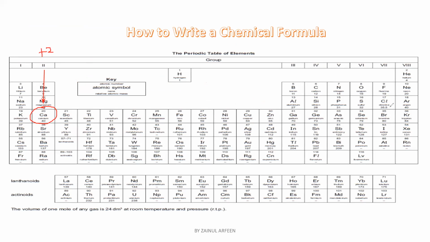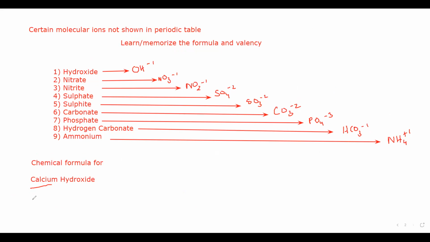But what about hydroxide? You don't find hydroxide in the periodic table. So we know calcium, but we don't know hydroxide. For calcium we write Ca and the valency is +2. Hydroxide is not from the periodic table, that you have to memorize. So hydroxide is OH, so we write OH. And what is the valency? -1. Now the rule is the same. What is the rule? That we simplify the valency and then cross multiply.